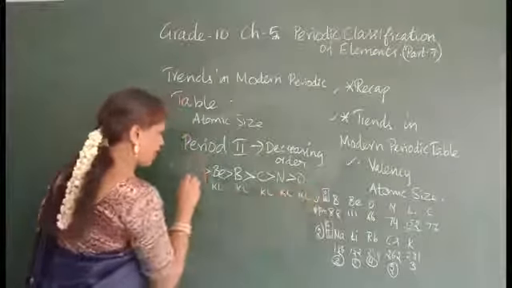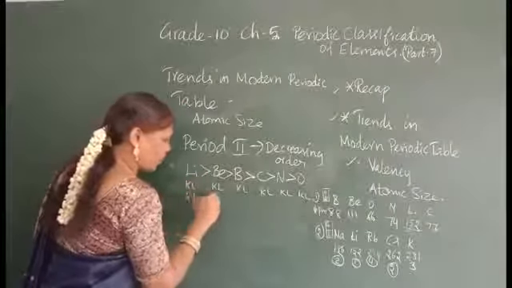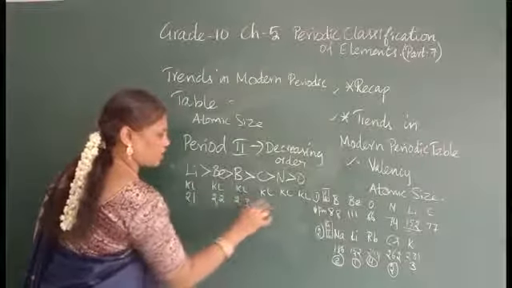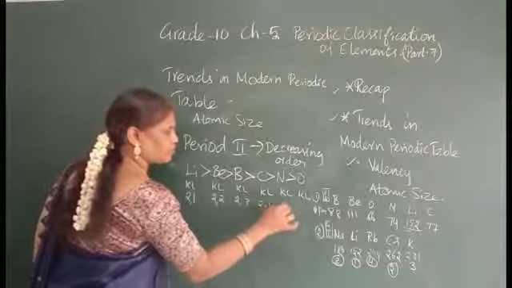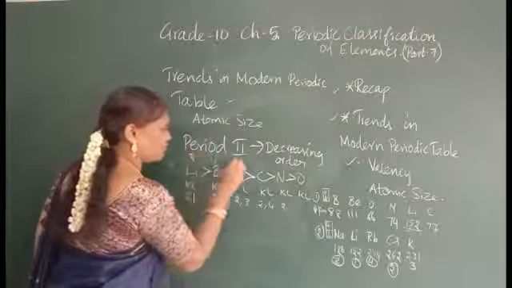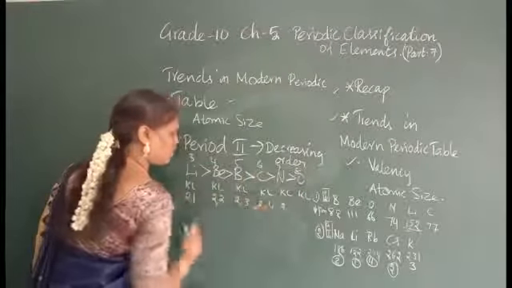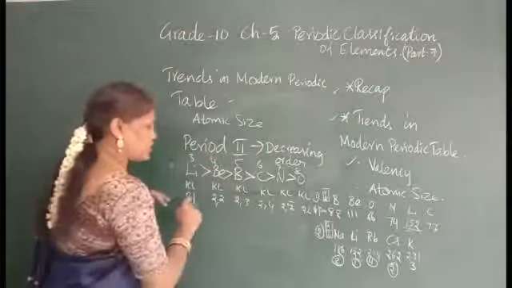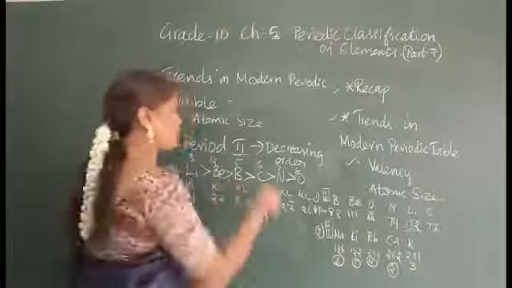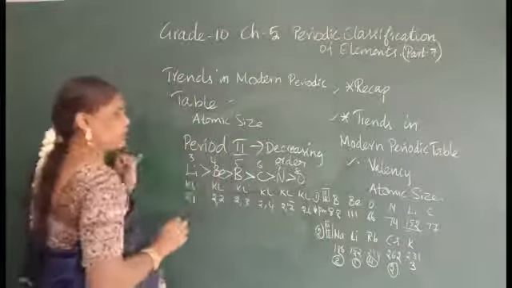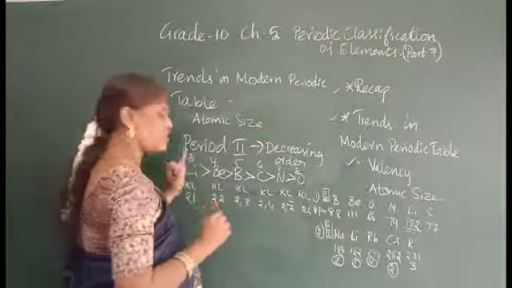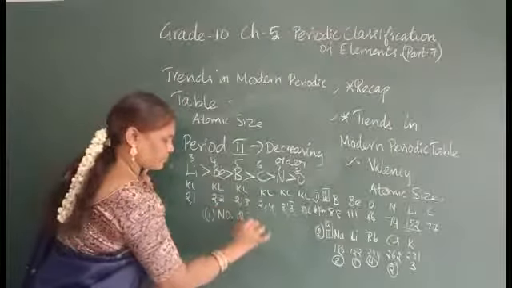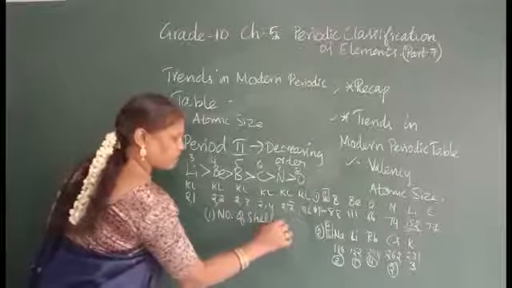When you see the atomic numbers, 3 is 2, 1; 4 is 2, 2; 5 is 2, 3; 6 is 2, 4; 7 is 2, 5; 8 is 2, 6. Here the number of shells are same. First point: in the period, the number of shells will be same.